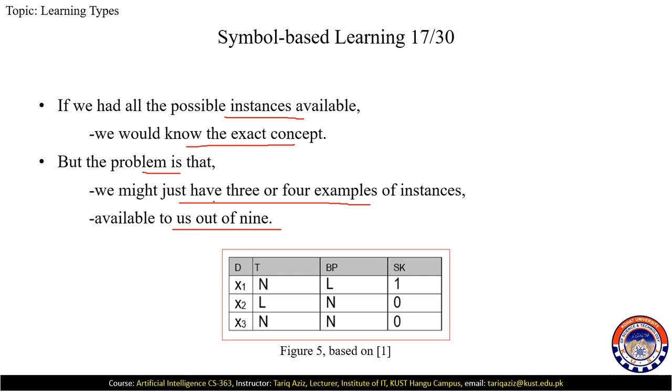In this case, maybe we have 3 to 4 instances available to us out of 9, and then we will have to find the true concept. So dear students, look at the limited instances, which is denoted by D. So we have just only these instances of x1, x2 and x3.